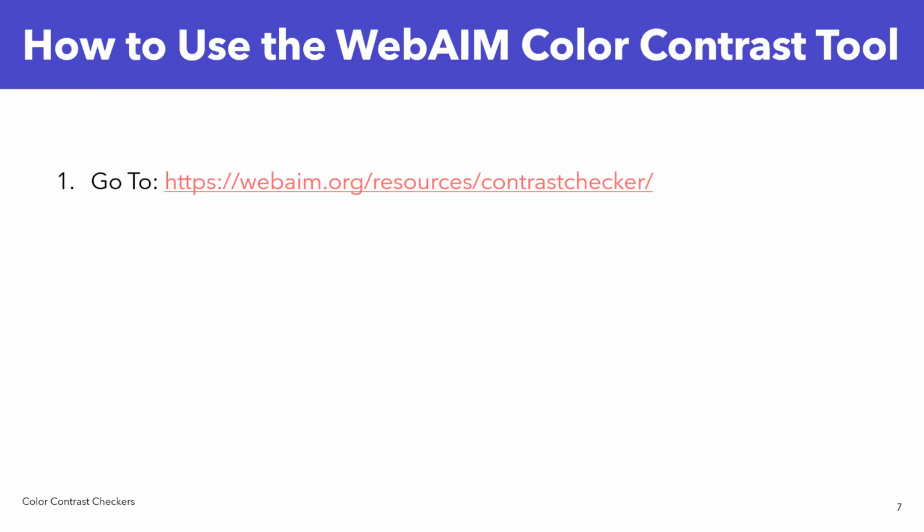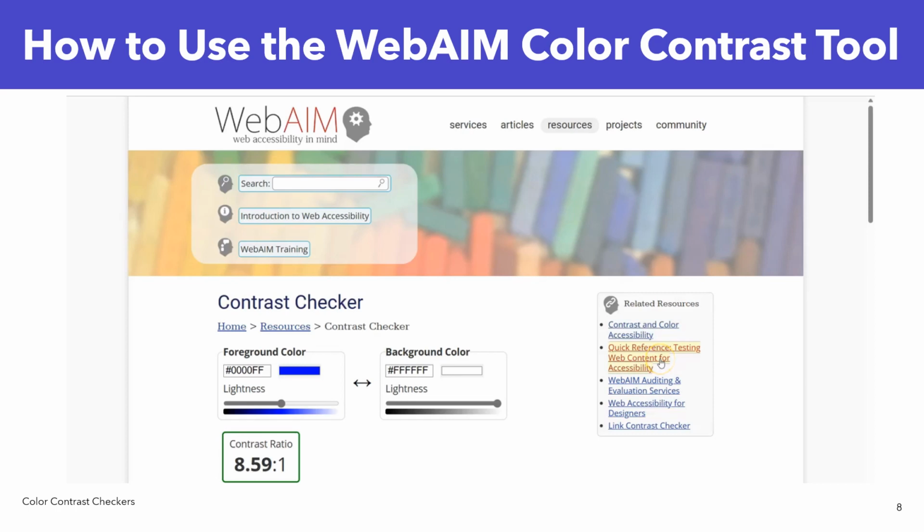How to use the WebAIM Color Contrast tool. To access the page, go to webaim.org/resources/contrastchecker. Once you're on the WebAIM page, you will see the color contrast checker below. There are two sections, one section for foreground color and one for background color.